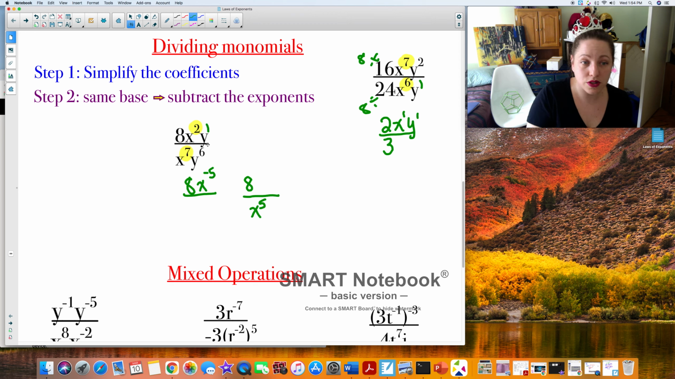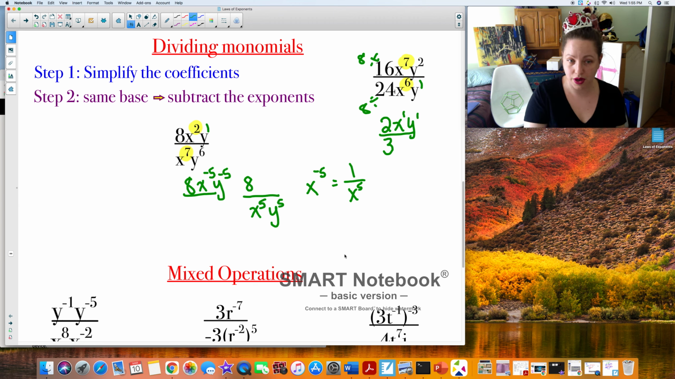Y to the first minus 6, 1 minus 6 is negative 5. So it would be y to the 5th, because that would have a negative exponent as well. So when you have a negative exponent, it's going to move to the bottom of the fraction. Okay, it's going to move to the other side of the fraction. Because x to the negative 5th is the same as 1 over x to the 5th power. Okay. So that's a really important thing, that if you're subtracting and you get a negative.